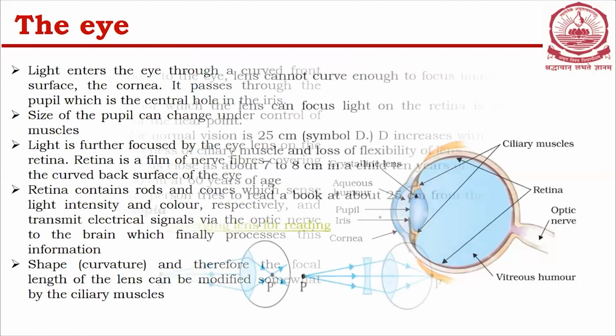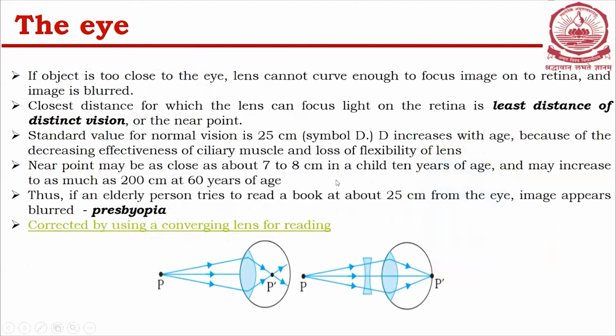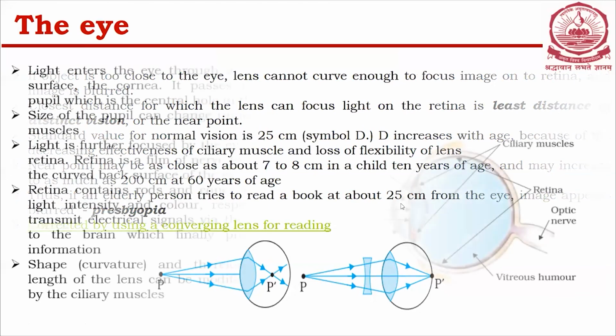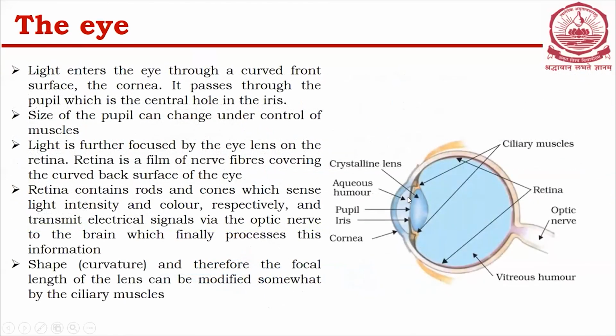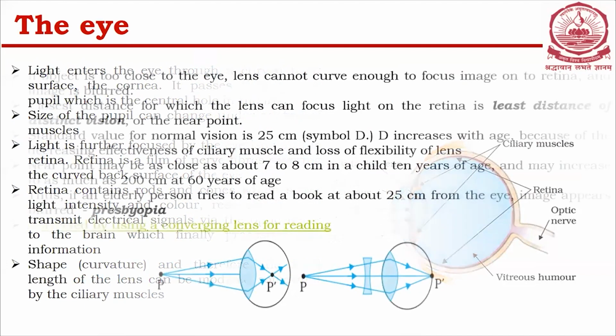And then, as I told you, what is actually the problem with your eye? Suppose you are not able to see. Usually, the minimum distance at which you can see a clear image is the least distance of distinct vision, or near point. It is 25 centimeter, represented by the symbol D. So this D is for a normal person, and it changes with age, because these muscles lose their effectiveness as you get old. The flexibility will not be there.